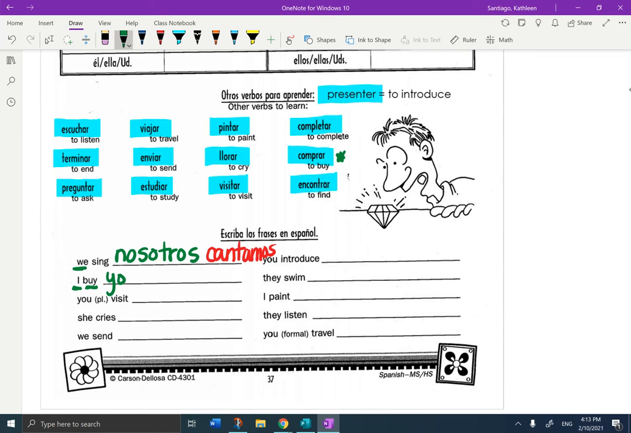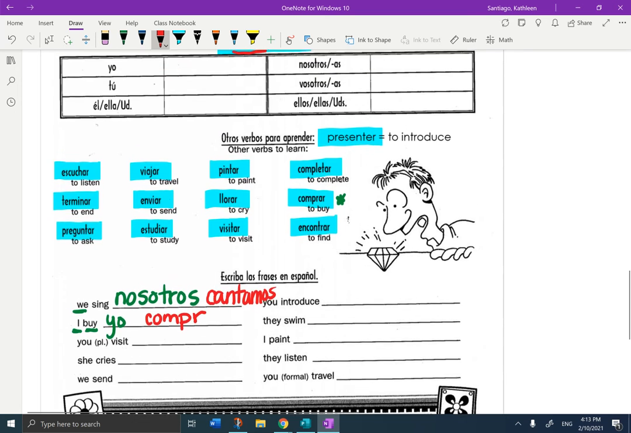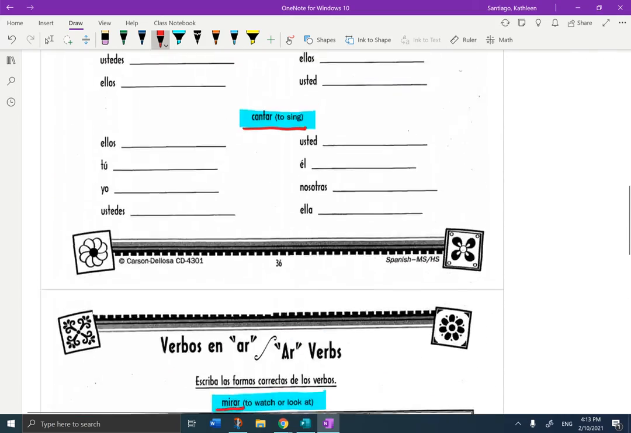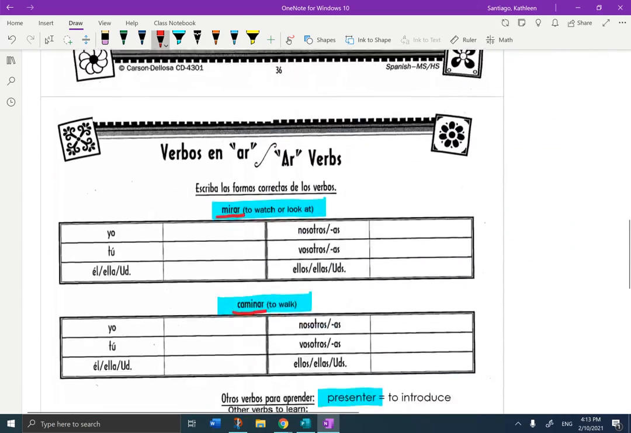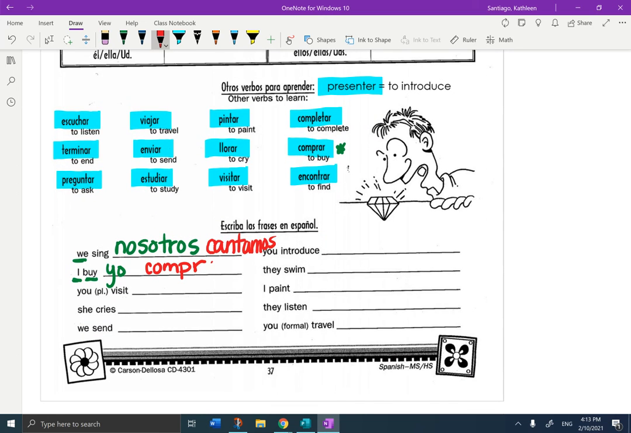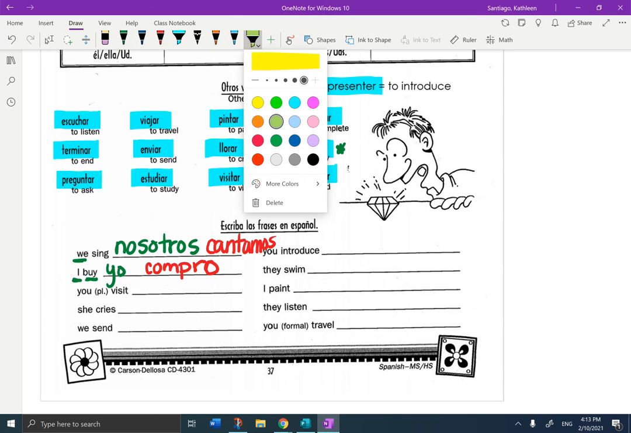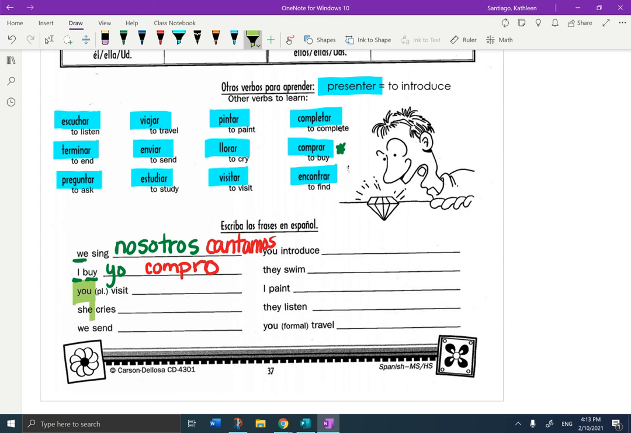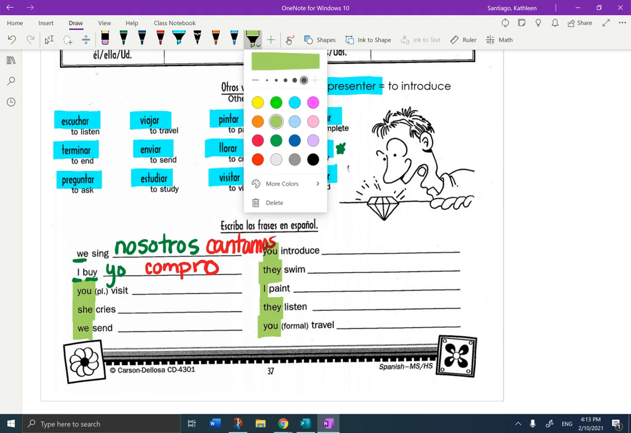So I have to chop and add. When I chop, I'm left with compr. And then I go up, and what's the right one to match yo? I have to go all the way to the top of the first page, O. So it becomes yo compro. Okay, the pronouns, these are the pronouns that you have to rewrite. I'm highlighting them in green. Okay, write them in Spanish. And then you have to conjugate the verb next to it to match it.